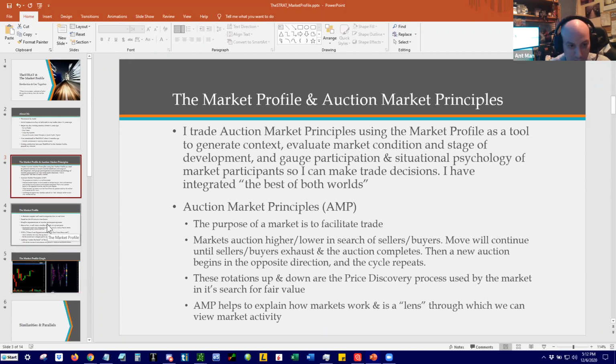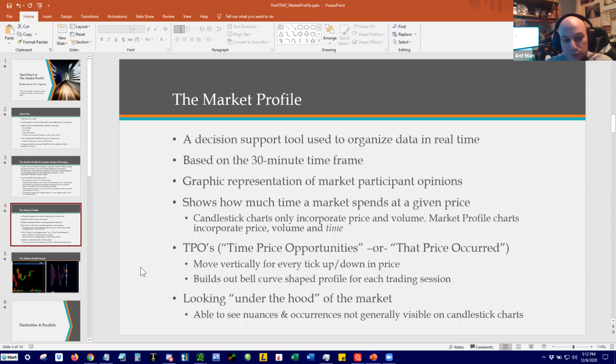Perfect. Okay. Now, what is a market profile? The way I use it, it's a decision support tool, used to organize data in real time. It's based on the 30-minute time frame, and it's a graphic representation of market participant opinions. It shows how much time a market spends at a given price. Candlestick charts only incorporate price and volume. The market profile incorporates price, volume, and time.